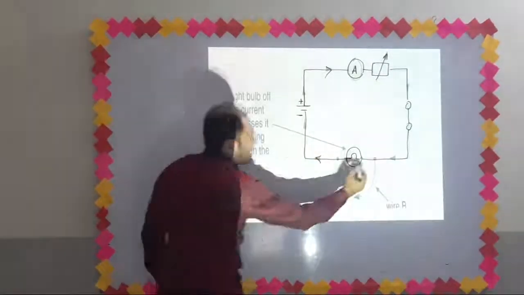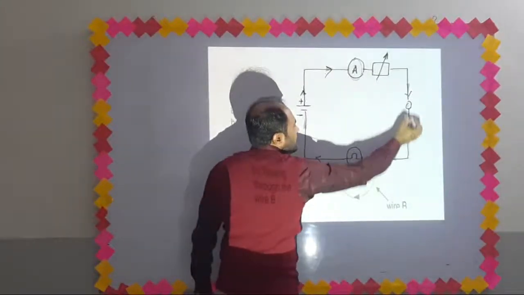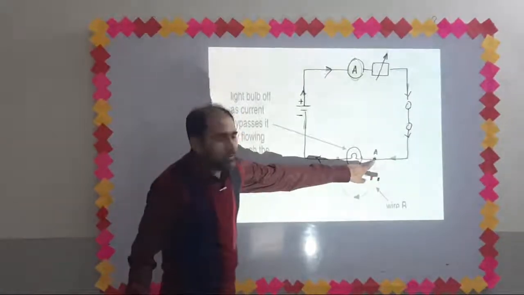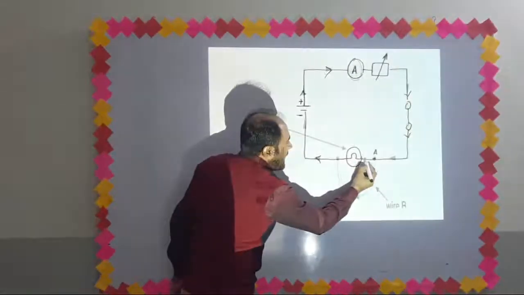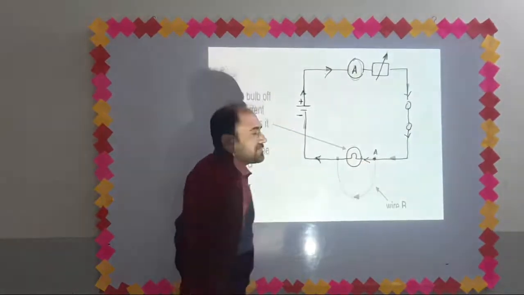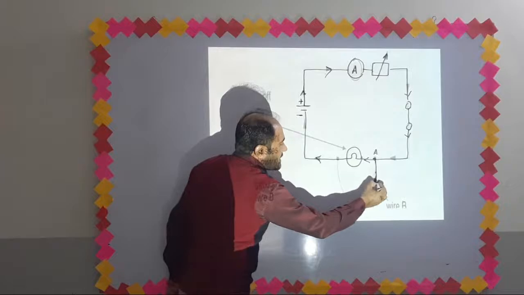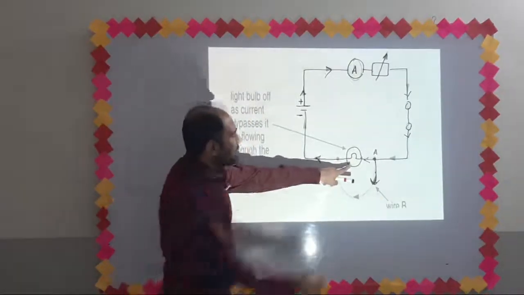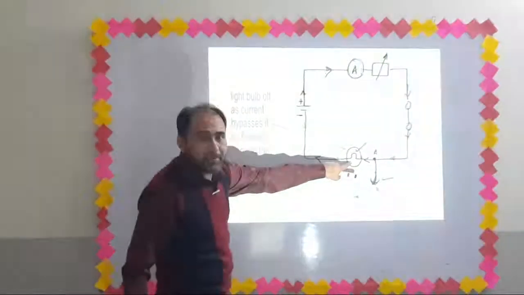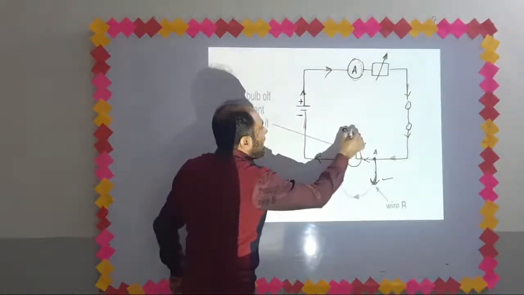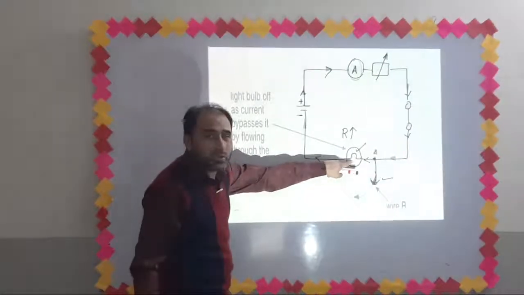Now have a look at this point, A. When the current comes from the positive terminal of the battery through a closed circuit and reaches point A, it will have two paths. Either charges should flow through this path or through this path. So my question is, will the charges prefer this path or this path? In this path, there is a lamp, and the lamp has very high resistance. There is opposition to the flow of current through the lamp.